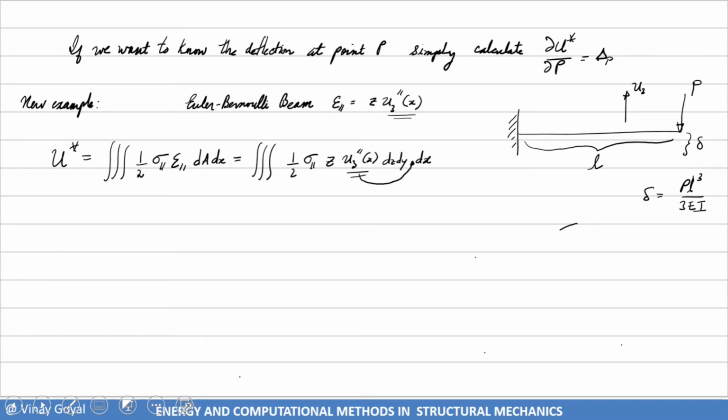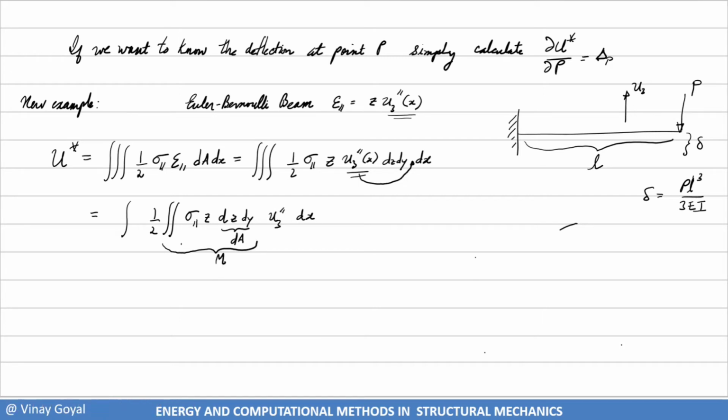And so then I get this is equal to the triple integral of 1/2, let me take the triple integral out, let me stop doing triple integrals, 1/2 double integral sigma 1 z dy dz, which is really dA, and then I have u3 double prime dx. If you recall, when you look at this very carefully, that's moment. That's really moment.